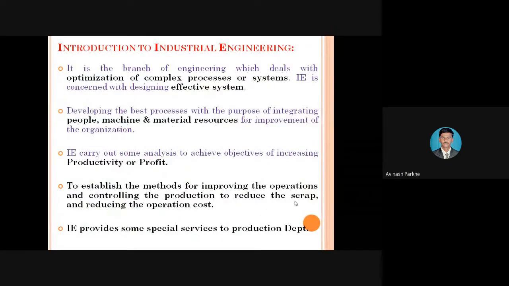Okay, good afternoon all. So in the last lecture, we started with chapter number 1 of industrial engineering, that is introduction to industrial engineering. And in the last lecture itself, we covered some of the basic points related to chapter number 1, that is introduction to industrial engineering.